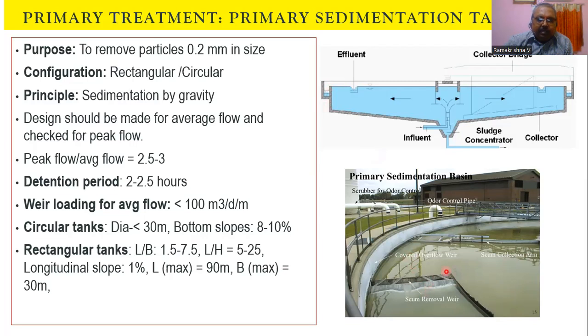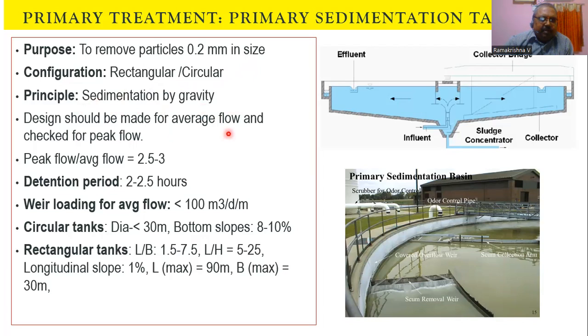So now you can see here, this is the shape of the tank. This is the entire sedimentation tank. And now what you are seeing is the circumference. Outside the circumference, we are having the outlet here. And this is what we are going to talk about. The purpose of the primary sedimentation tank is to remove particles greater than 0.2 mm in size. And it can be rectangular or circular. Sedimentation by gravity is the principle.